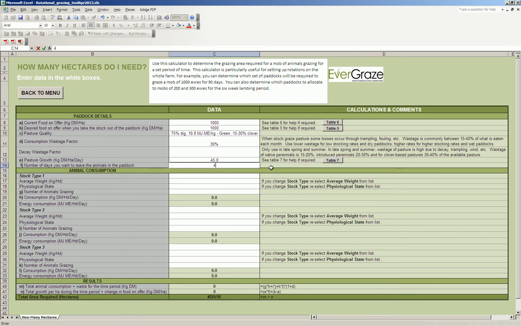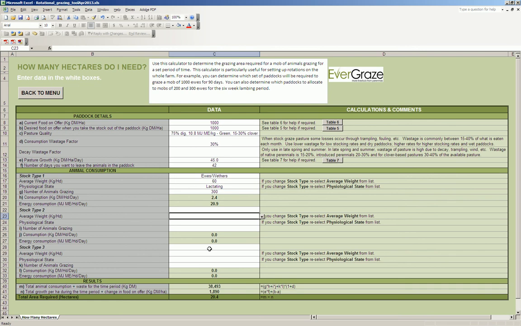Okay, so here we've got some options for our stock types. We're only going to have one stock type today. They're going to be our ewes. So ewes, and they're crossbreds, so they're 60 kilos, and they are lactating. And the number of animals I have grazing in this paddock is a single lambing mob, and they are 300 in size. So the total area required to graze these ewes is 20.4 hectares.